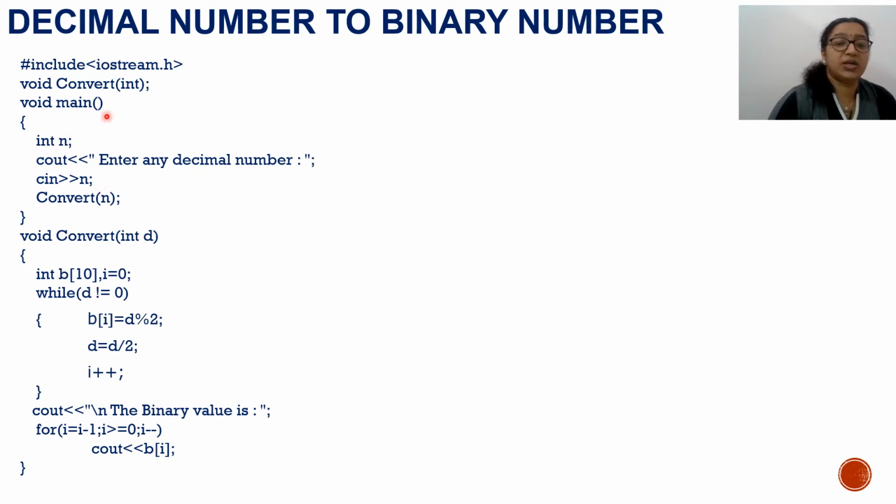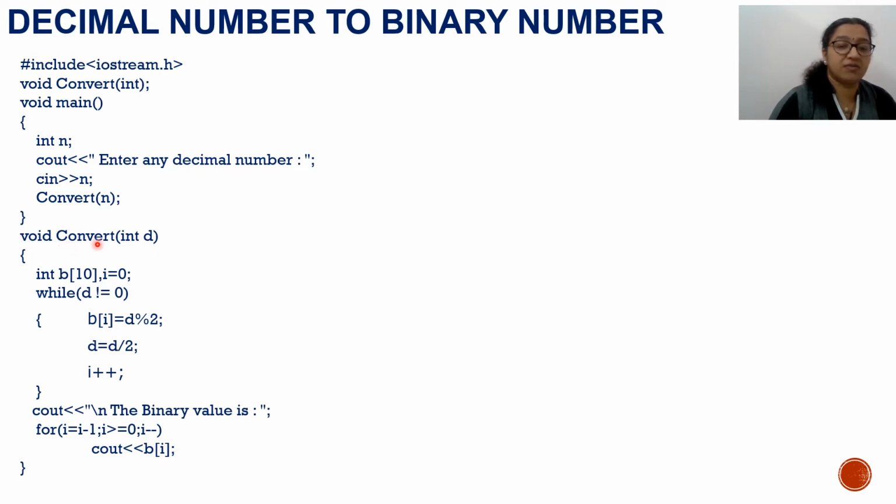So now the duty of the main is over. Now this n value will pass to the convert function. So convert function will do the binary format. So convert n, this is the calling step. So convert n means we are passing a value to this function. So this is the function here.